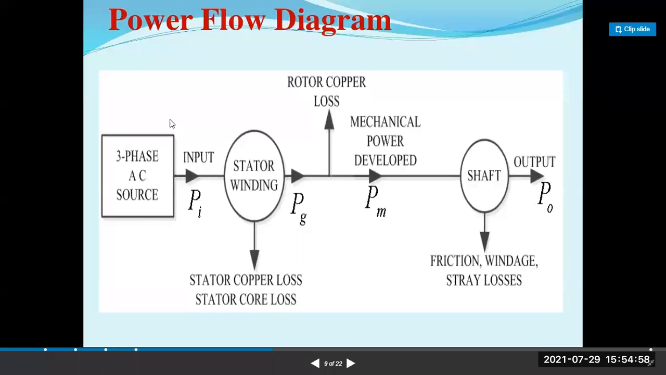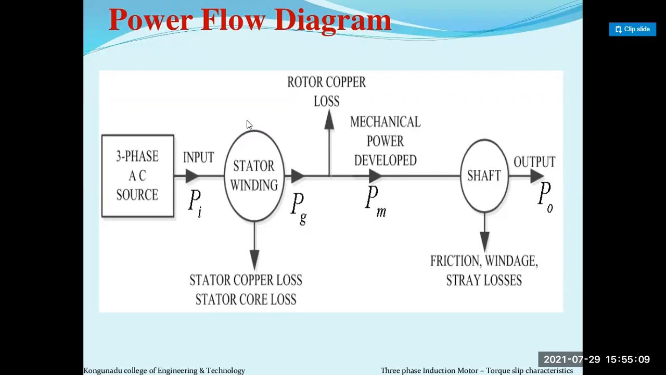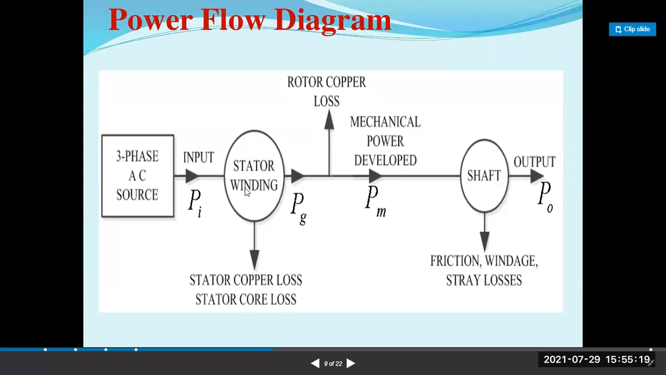You can represent the losses of the induction machine in a single line diagram. As this is an induction machine, we are giving electrical energy to the induction motor. That means you are giving input as electrical energy and output as mechanical energy. It will have two types of winding: the static part is the stator winding, and the rotor part is the rotor winding.